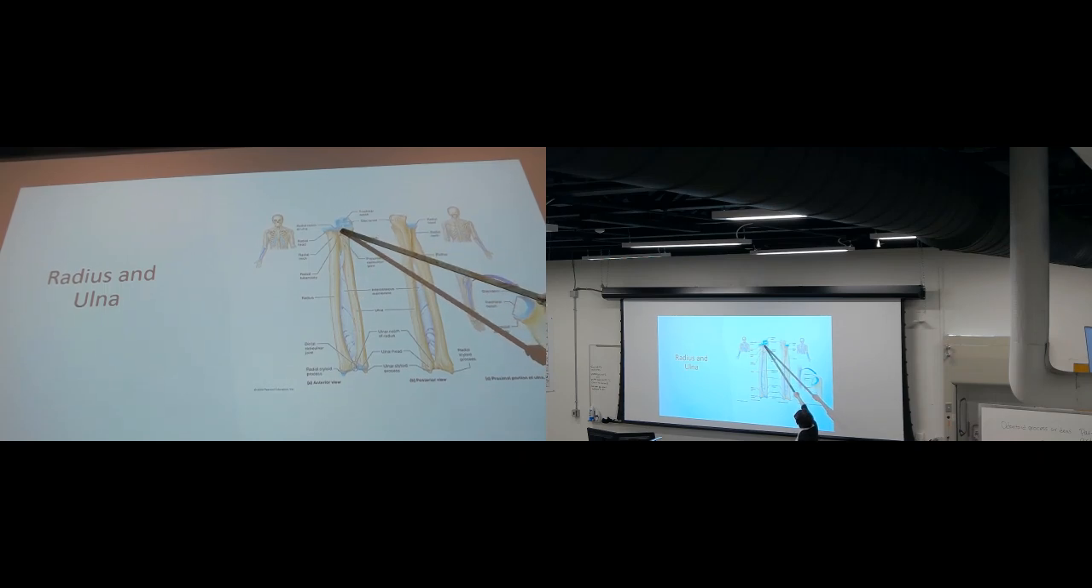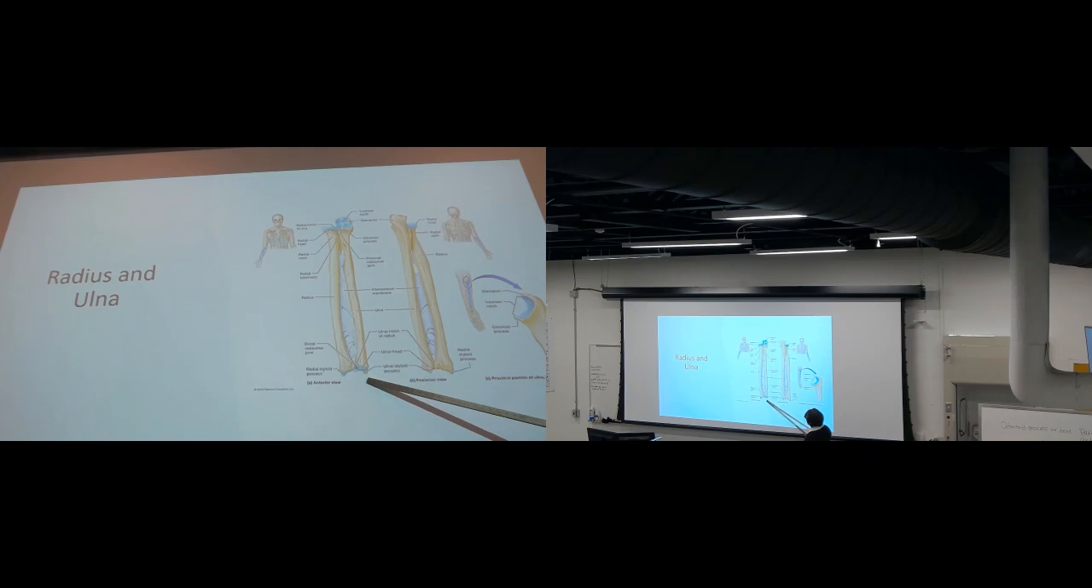And this connection between the radius and the ulna is the proximal radio-ulnar joint. And then here we have the coronoid process, and then this is the trochlear notch, and this is the olecranon process of the ulna. And then we have a membrane that holds these two bones together, the radius and the ulna. This is called the interosseous membrane.